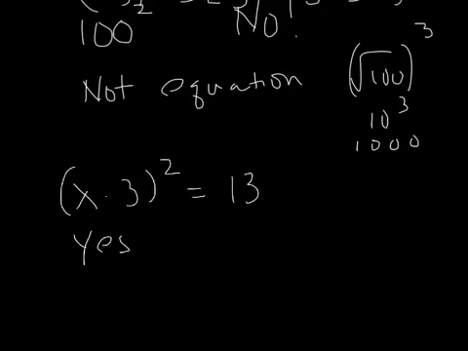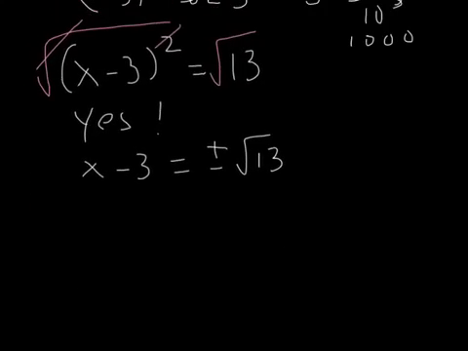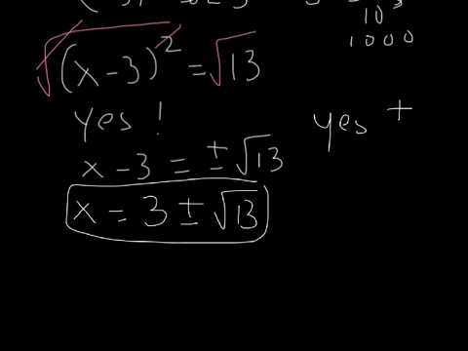Yes. Okay, why? Because to solve the problem, I'm going to take the even root of both sides. That square root and the square power are going to cancel. And what I have is x minus 3 equals plus or minus the square root of 13. And then to solve that, I just add the 3 to the other side. So I'm going to put the 3 in front of the plus minus, it looks a little bit more attractive. So yes, plus minus, because it was an equation.